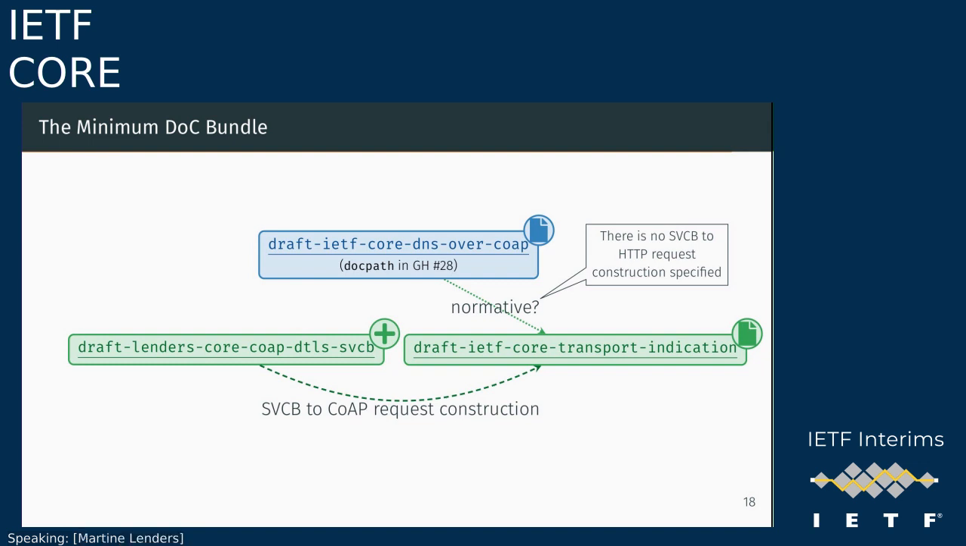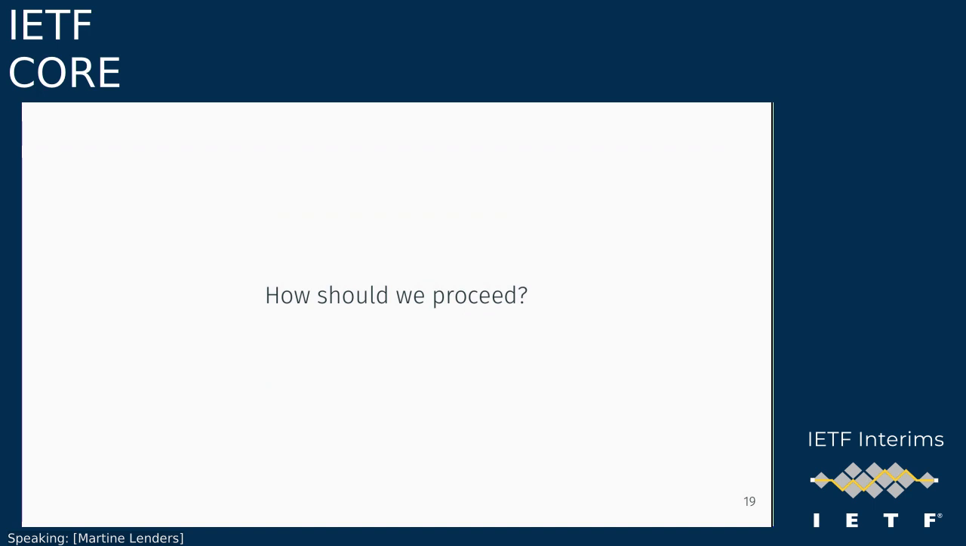And then the other scenario that we could have is that we just cite the transport indication where this construction is described, and we just refer to it when it comes to how to do a doc request out of this service B record, and cite that as a normative reference. So the question now is, how should we proceed? And actually, Marco already prepared this nice whiteboard in the notes, so maybe we can go in there and discuss it there.